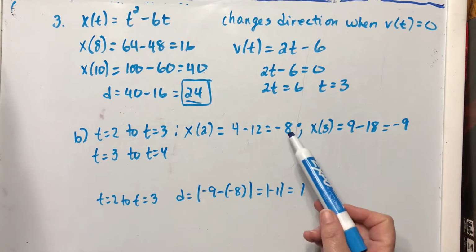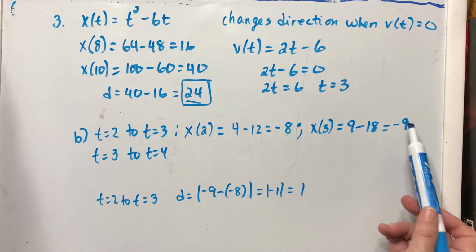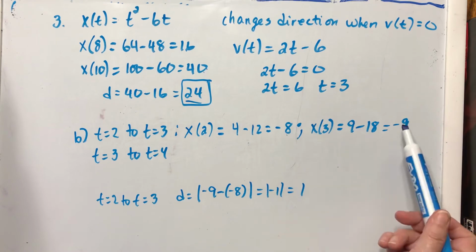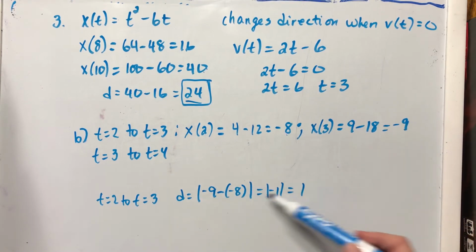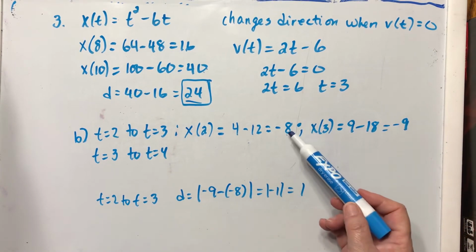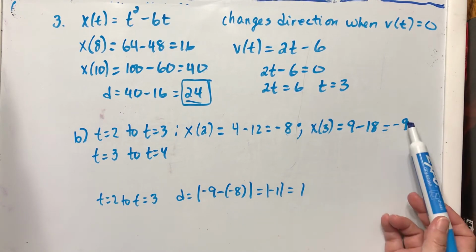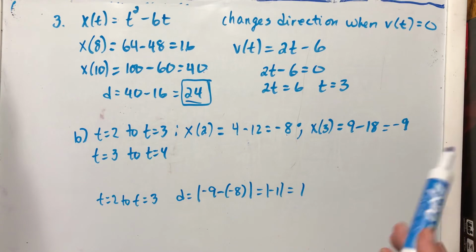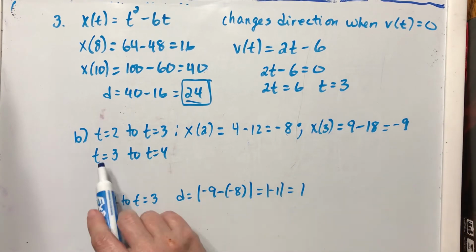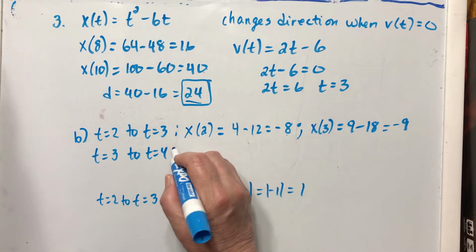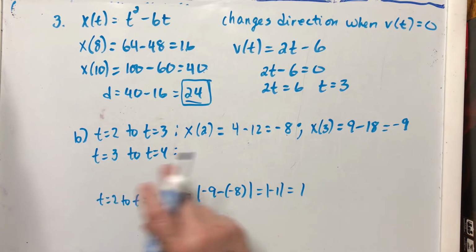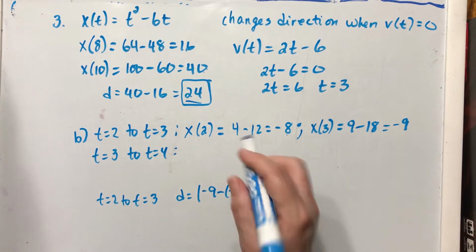So again, find where it is at time equals 2, at time equals 3, and figure out how far it's traveled. Now, did you need to do this math to figure that out? I don't think you did. I think you could picture a number line and know, hey, it's gone 1 unit. You just don't use negative when you're talking about distance. All right, from t equals 3 to t equals 4. Well, we already know t equals 3. We already got the -9.